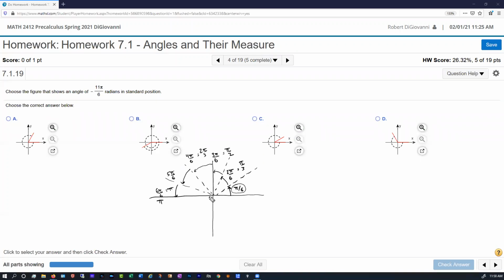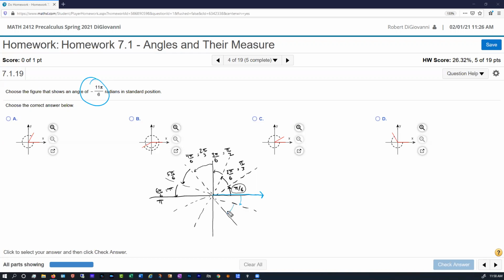Now, I'm going to continue in the other quadrants, breaking those up into 3 sections. And so each time I jump from one to the other here, it's a pi over 6. We're trying to find negative 11 pi over 6. So I'm going to start here in my standard position. I'm going to start counting backwards.